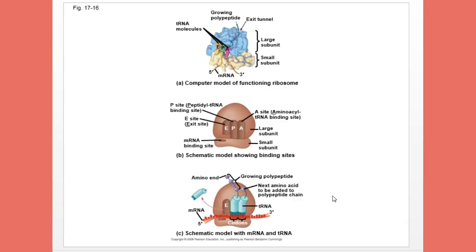Your tRNA fits into a binding site, with its anticodon base pairing with an mRNA codon. The P site holds the tRNA attached to the growing polypeptide. The A site holds the tRNA carrying the next amino acid to be added to the polypeptide chain, and discharged tRNA leaves from the E site. So the A site is where the next amino acid to be added comes in. The P site is the growing polypeptide chain, and the E site is exiting. It's leaving out.